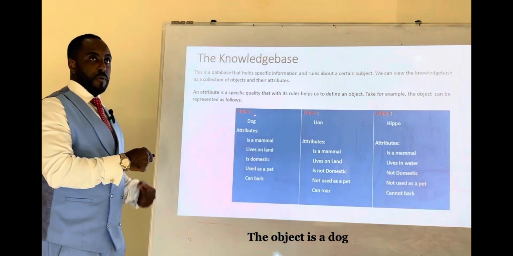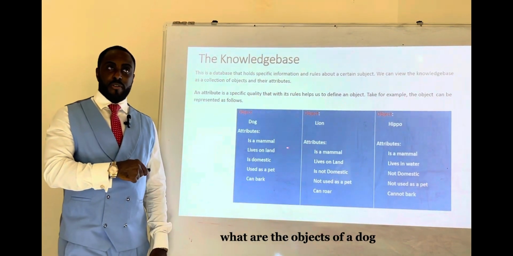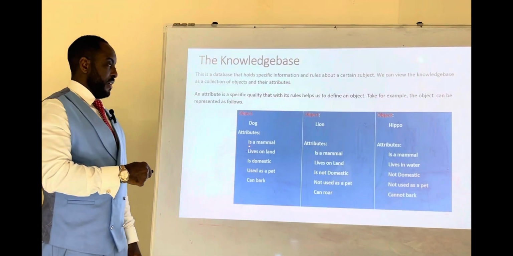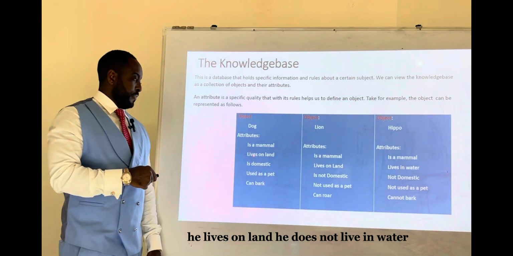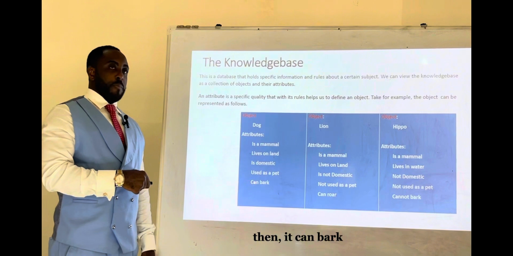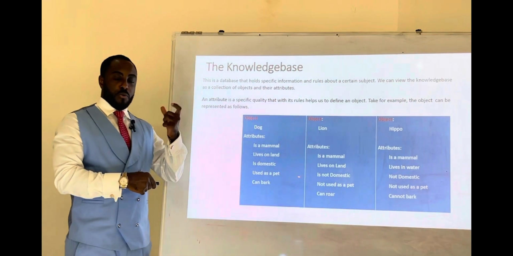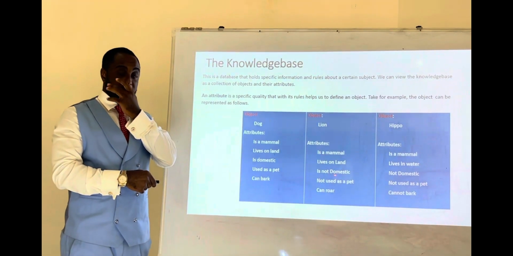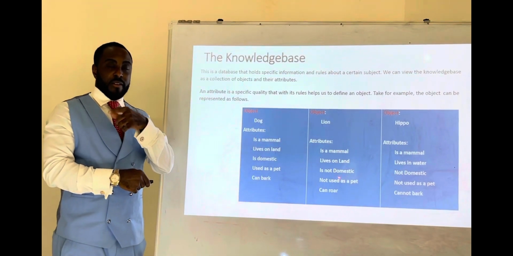So this is an object. The object is dog. What are the attributes of a dog? It's a mammal. Okay, it lives on land. It does not live in water. It's domestic. It is being used as a pet. Okay, then going forward, we'll see how this expert system is being constructed using the if and then statement.